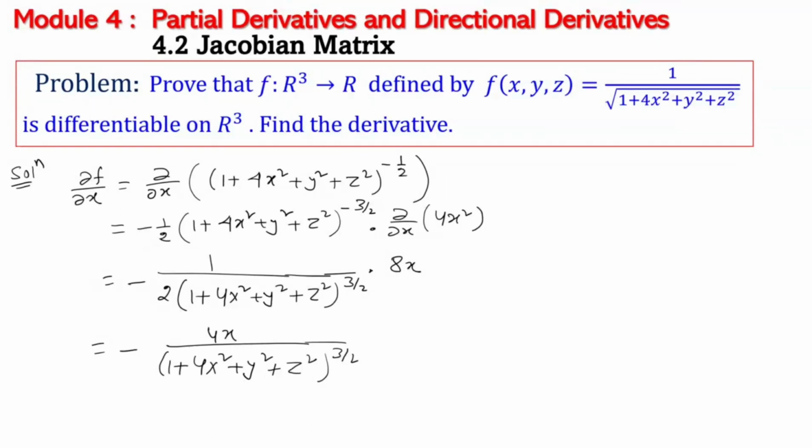And we can see that this is a continuous function, because on R3 this function is always defined, since the square root of 1 plus 4x squared plus y squared plus z squared is defined. So the denominator is never 0, and in the numerator we have only 4x, which is a polynomial. So it's a rational function where the denominator is never 0, so it's continuous.